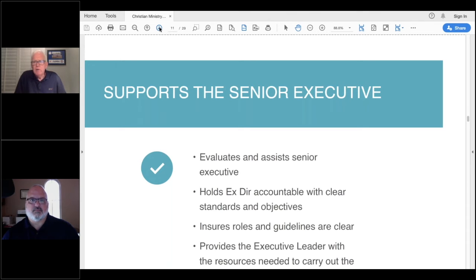And a good board chair will try to set up the agenda that way so it's clear which hat is being used at what time. Otherwise, people get confused, right, and they mix the hats together, or they don't do both jobs, which they're supposed to do.